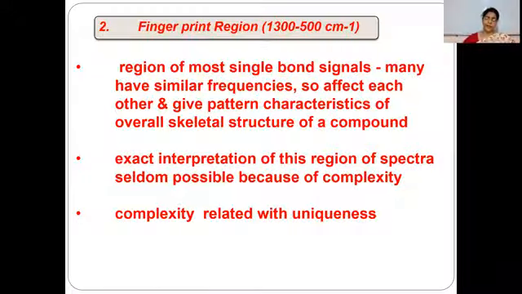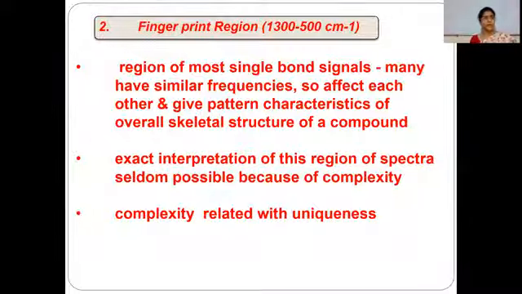The second region of IR is the fingerprint region. This region is from 1300 to 500 centimeter inverse. As the name indicates, just as the fingerprint of every human being is individual or unique, in the same way this fingerprint region is always unique for a single molecule. When the functional groups are the same, the fingerprint region will still be different.